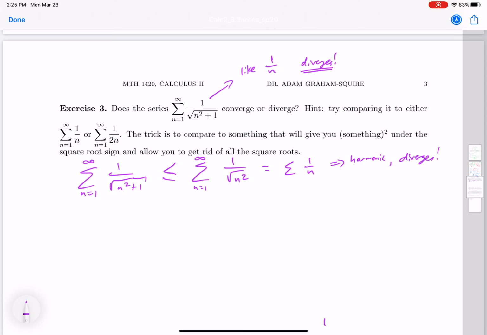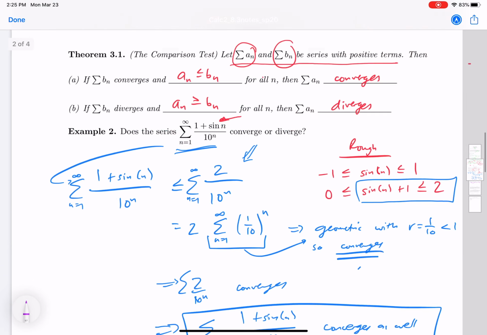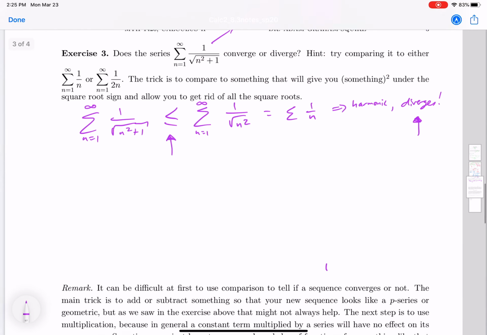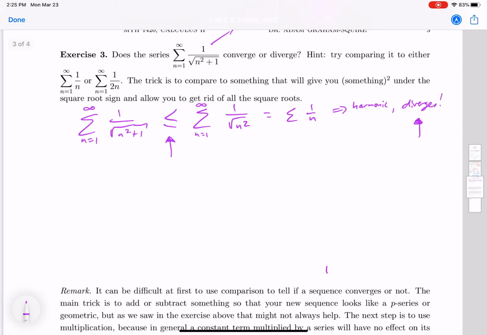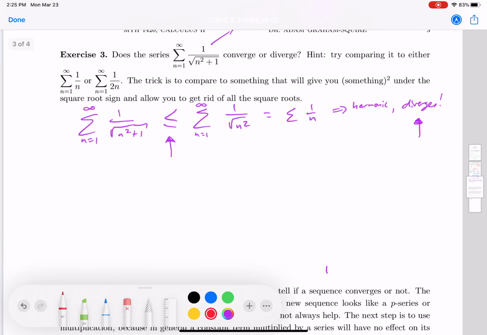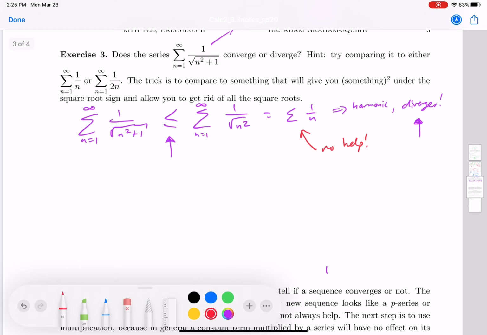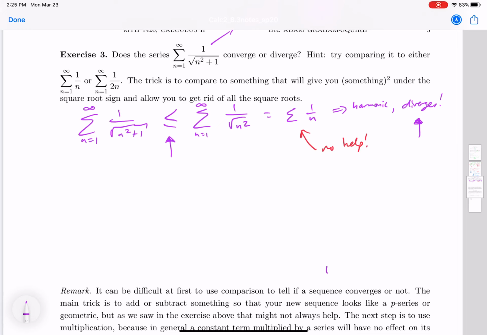So I should be happy, except I'm not, because what I just proved is that my original series is less than something that diverges. If you're less than something that diverges, that doesn't help you. You have to be bigger than the thing that diverges in order to say that you also diverge. So what I just did there, it's no help. But I can use that same idea to try to find something that will work a little bit better.